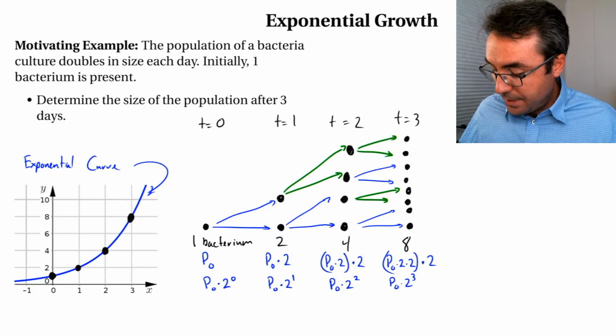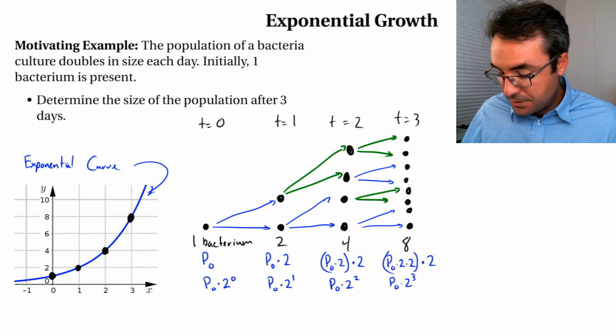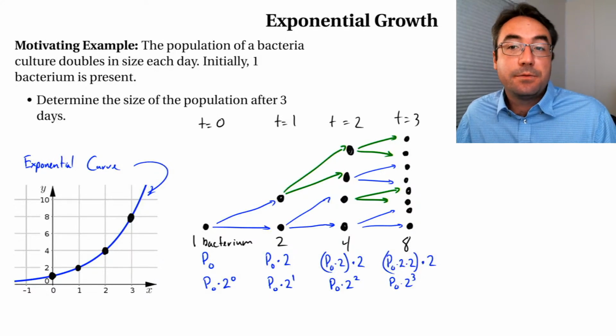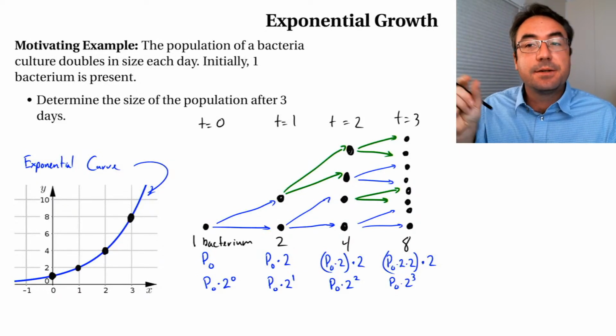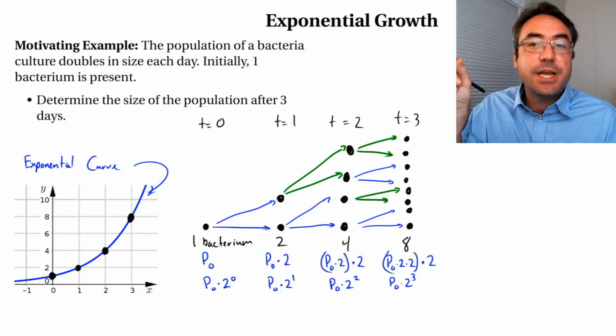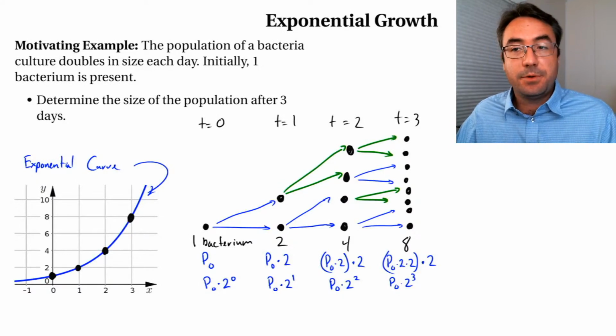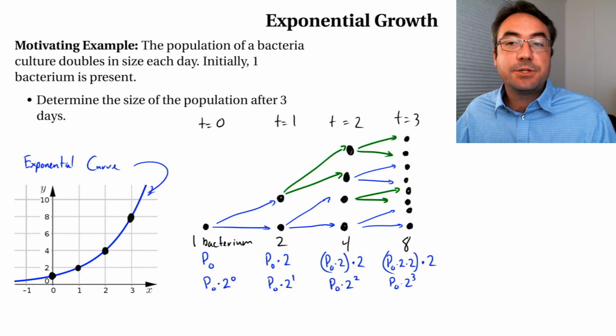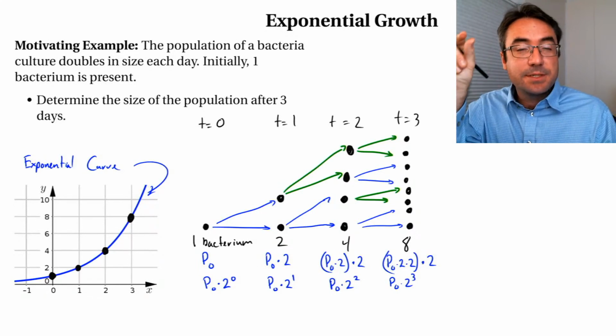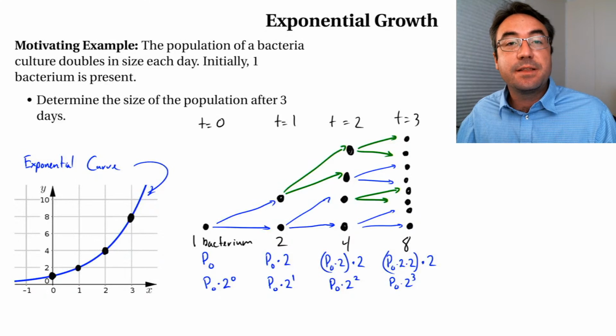And so what we're doing here is we're really multiplying by powers of 2. And it's the exponent term that's changing. So that's where our variable is. So that's why these data points are fitting along an exponential curve. It's because the exponent is the thing that's changing.